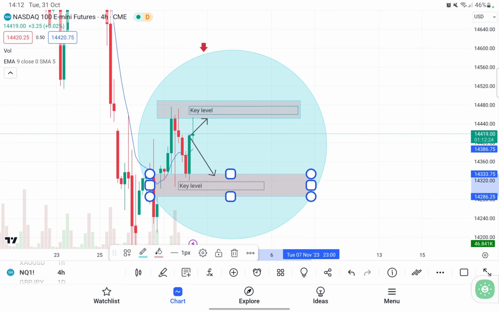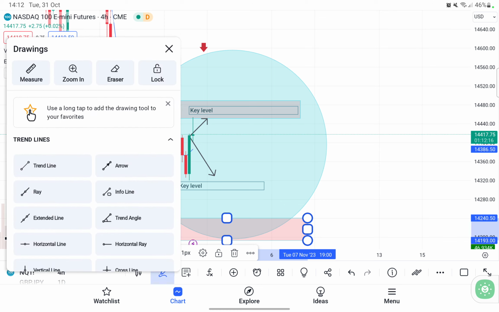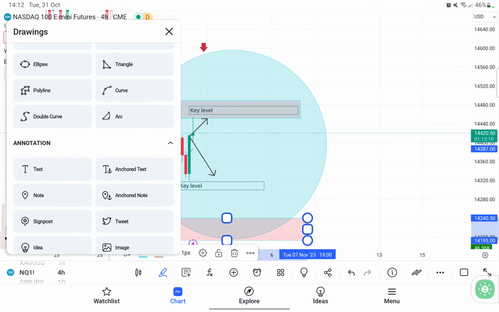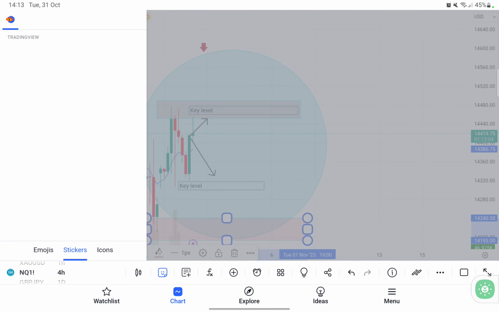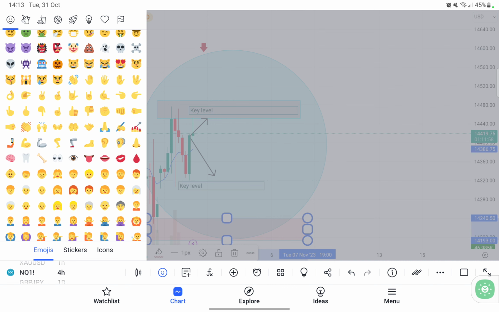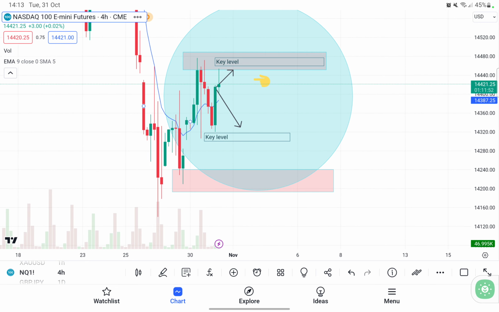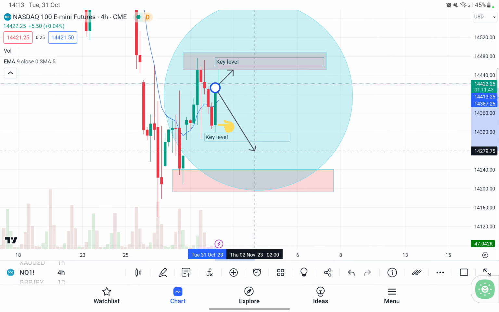So in most cases, what I would actually like is to have a target to say that price is gonna close below this point. I'll just put an arrow so that you guys can see. I'll put a sticker. Price is gonna close below this point and eventually come down to this point.